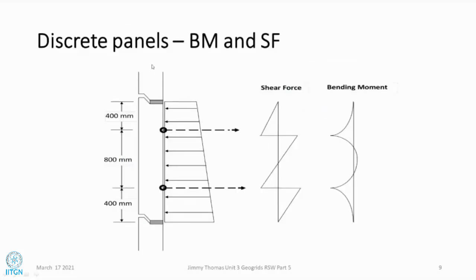So if you have discrete segmental panels, commonly we use panels of 1.6 meter height. That is because the maximum spacing which we normally use is 800 millimeters. So this panel size allows us to use the maximum spacing between the reinforcement. So there are two reinforcement layers, at 0.8 meter, with 0.4 meter above and 0.4 meter below.